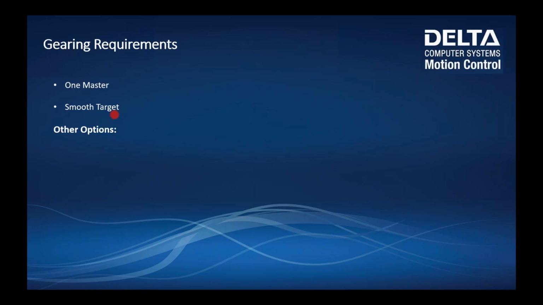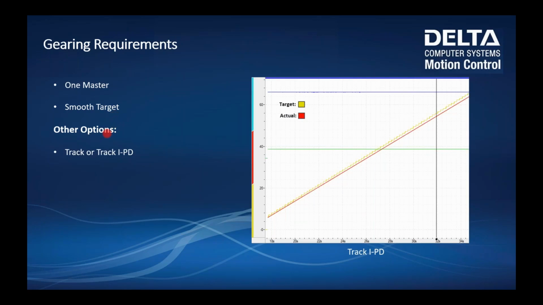Okay, so let's say you want to do gearing or synchronization, or maybe you want to be following a master, but perhaps you just don't have a smooth target. Well, one great option that we have is our track or track I-PD commands. Now, this is a plot from an actual system here, and what we've got is a stepped signal that's coming from a PLC. The yellow is this target step signal that we're trying to follow, and I'm using the track I-PD command here. And you can see that it's following this target very well, right?